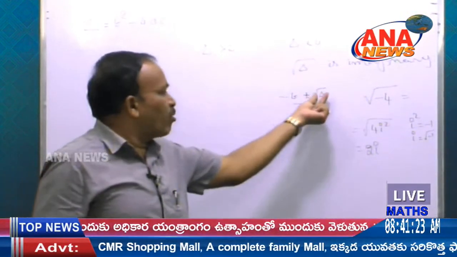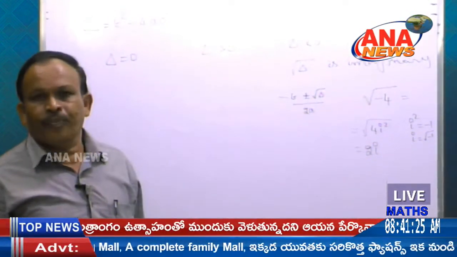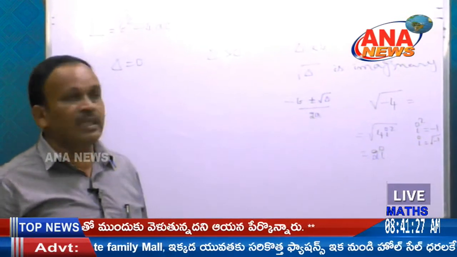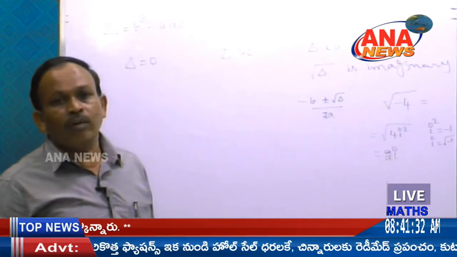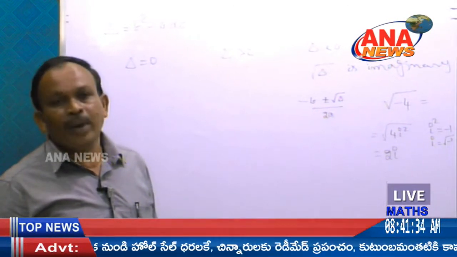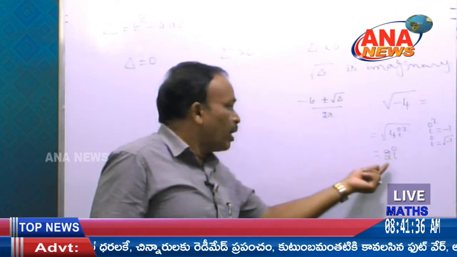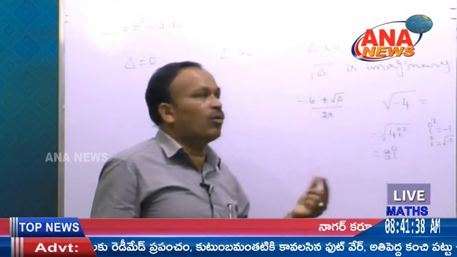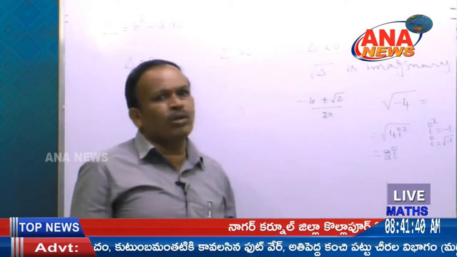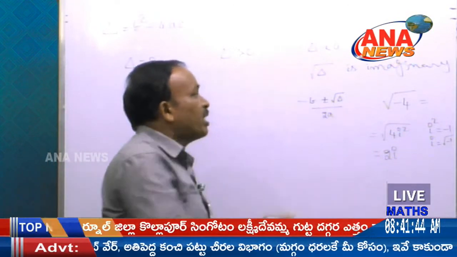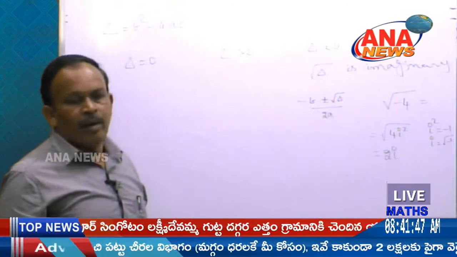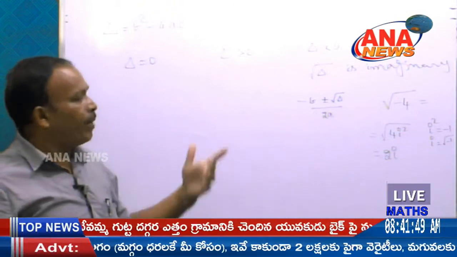Now, the root of a negative value. Here delta is less than 0, which means delta is negative. So root delta, the root of a negative value, is imaginary. Here, suppose it is minus 4, this is plus or minus 2i. Minus b plus something by 2a, and minus b minus something by 2a.